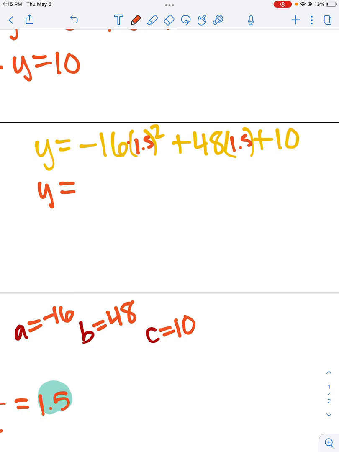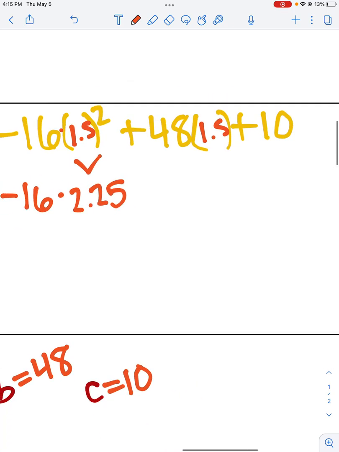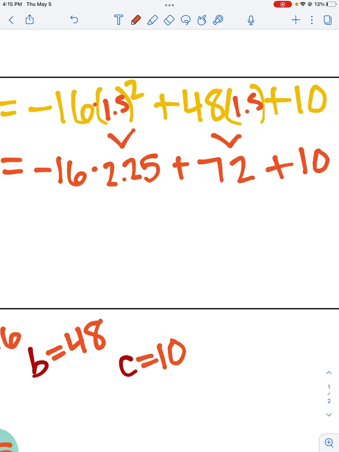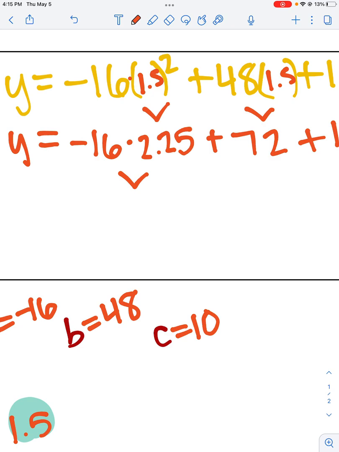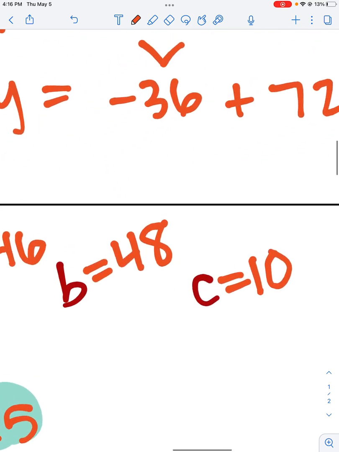So here we have exponent and multiplication, so I have to do that exponent first. So it'll be negative 16 times 1.5 squared, which is 2.25. Just remember it's 1.5 times itself. And then I can do this multiplication at the same time: 72 plus 10. And then I'll multiply negative 16 times 2.25 to get negative 36 plus 72 plus 10. And then negative 36 plus 72 plus 10 is 46.